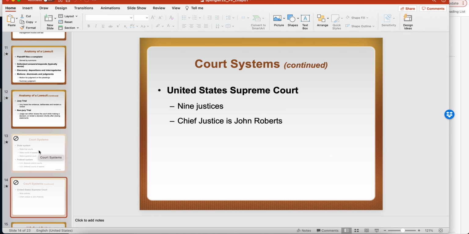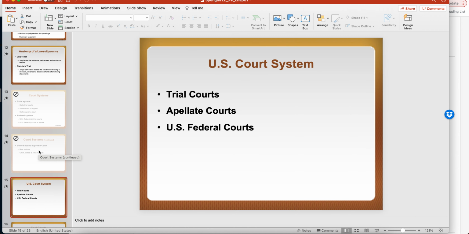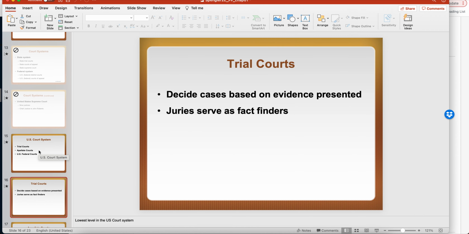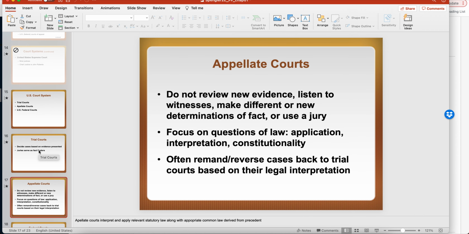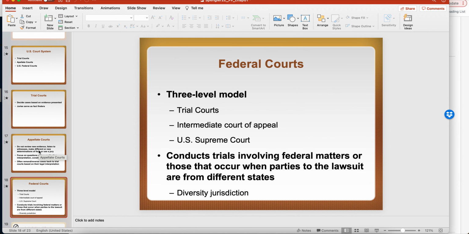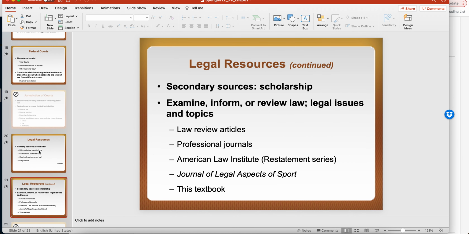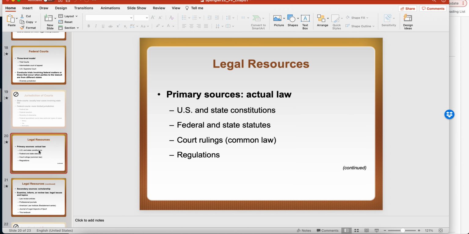I've hidden the court systems. This is just information that you can look through, the U.S. court, trial courts, and so forth. So that basically makes up this chapter. There's some legal resources at the end. In the textbook, there's more resources for you to look at if you desire to do so, and I also provide that PDF in the chapter 1 or the week 1 module.